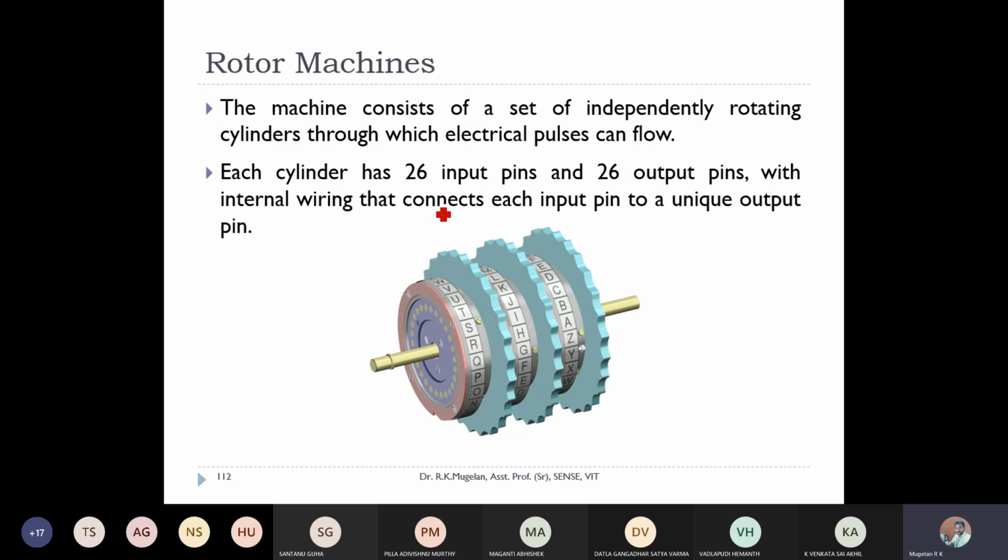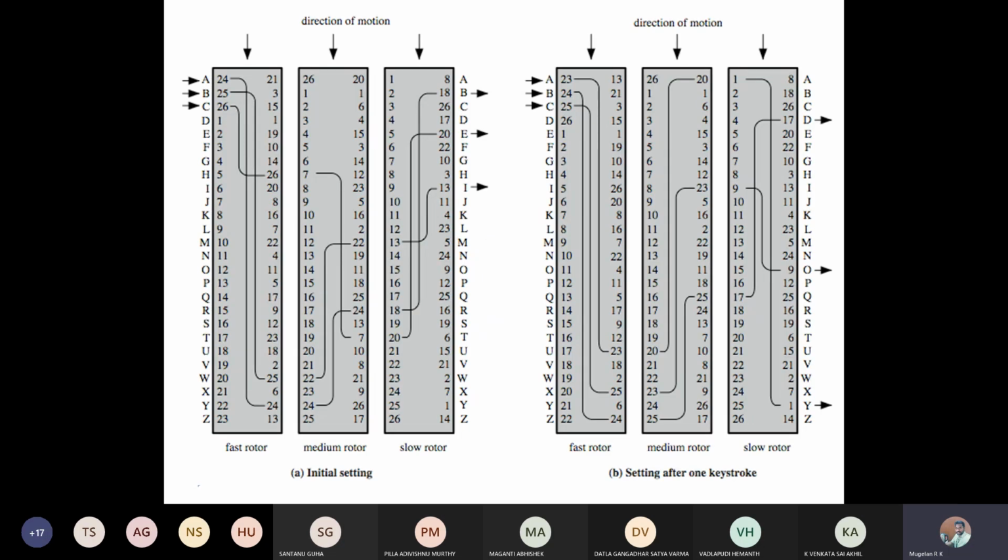So you'll have three rotors, like 1, 2 and 3, or three gear-like structures. All of them will have 26 input pins and 26 output pins, and these pins are internally connected to each other. The combinations of connections will be known only to the person who manufactured the rotor machine and certain personnel. We will see how it works. This is only for your knowledge to understand.